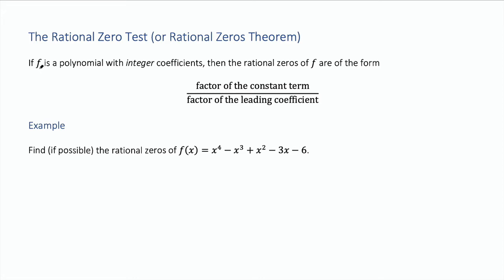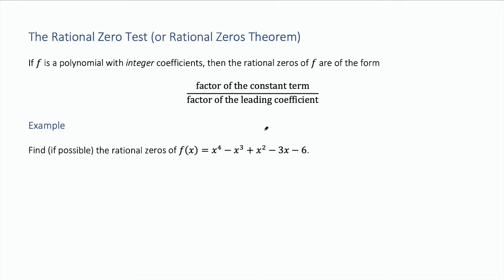It says that if f is a polynomial with integer coefficients, and that's important, it has to be integer coefficients. We can't have fractions or decimals or crazy irrational numbers as our coefficients. Then the rational zeros of f are all of the form a factor of the constant term divided by a factor of the leading coefficient.